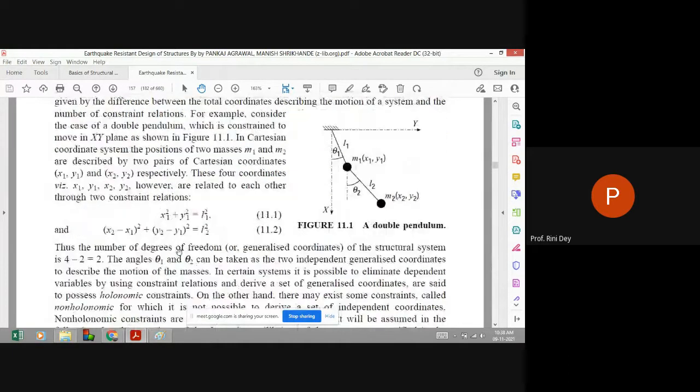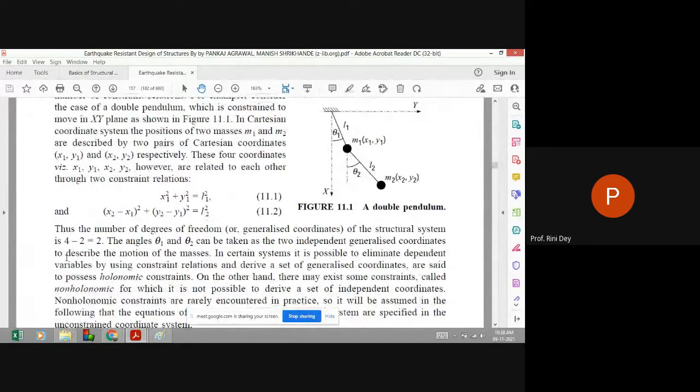So thus the number of degrees of freedom or generalized coordinates of the structural system is 4 minus 2. See, these are our four coordinates x1, y1, x2, y2. So after simplification we got that our generalized degree of freedom is 2. The angles theta1 and theta2 can be taken as two independent generalized coordinates to describe the motion of the masses. In certain systems, it is possible to eliminate the dependent variable by using the constraint relation.